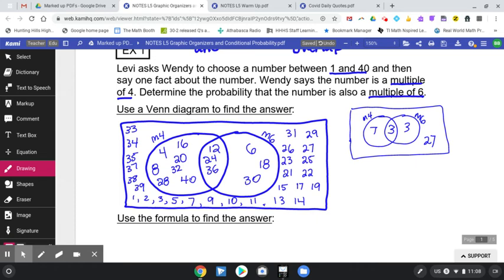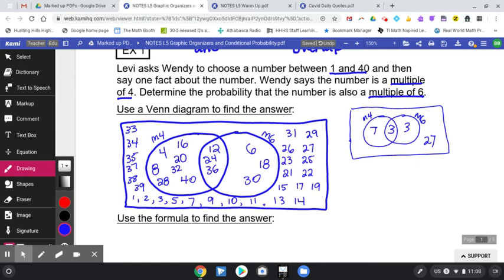Wendy says the number is a multiple of 4. Determine the probability that the number is also a multiple of 6. So we would start this one off and say we're looking at the probability that you have a multiple of 4. Oh, you know what? Hang on here. I don't think we even need to really take a look at that. Let's make it even easier.